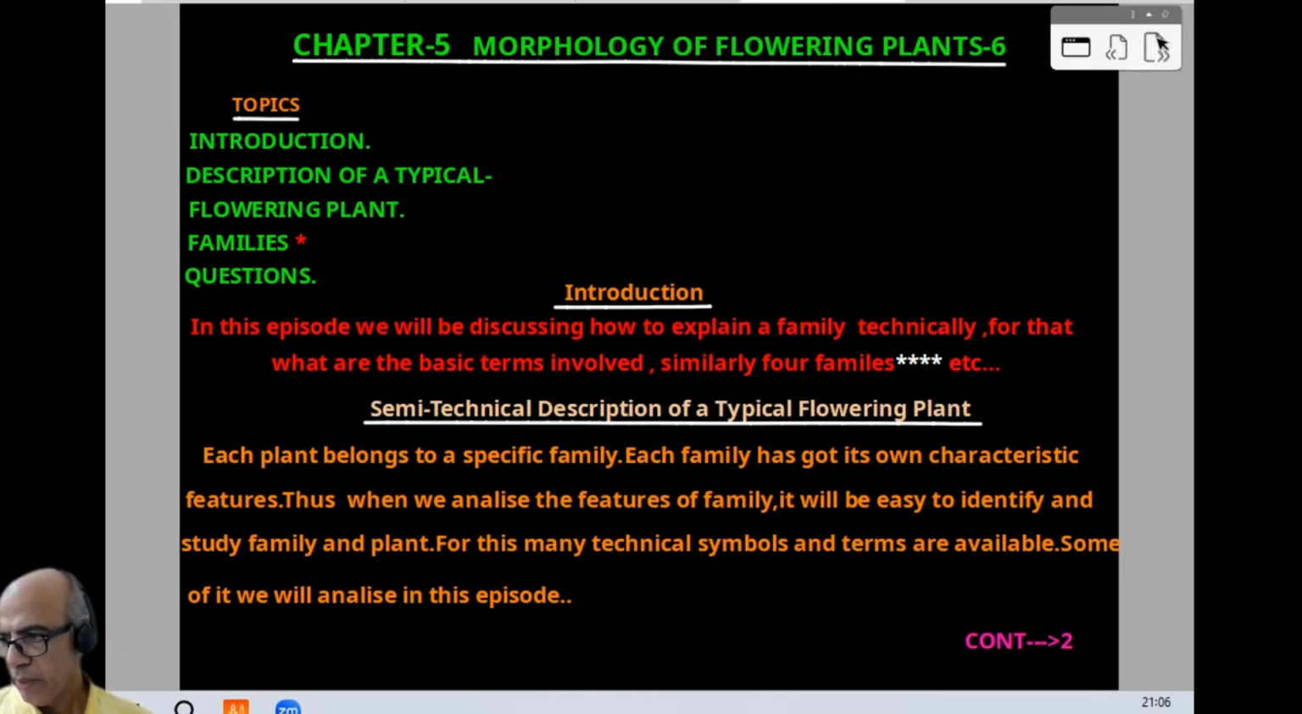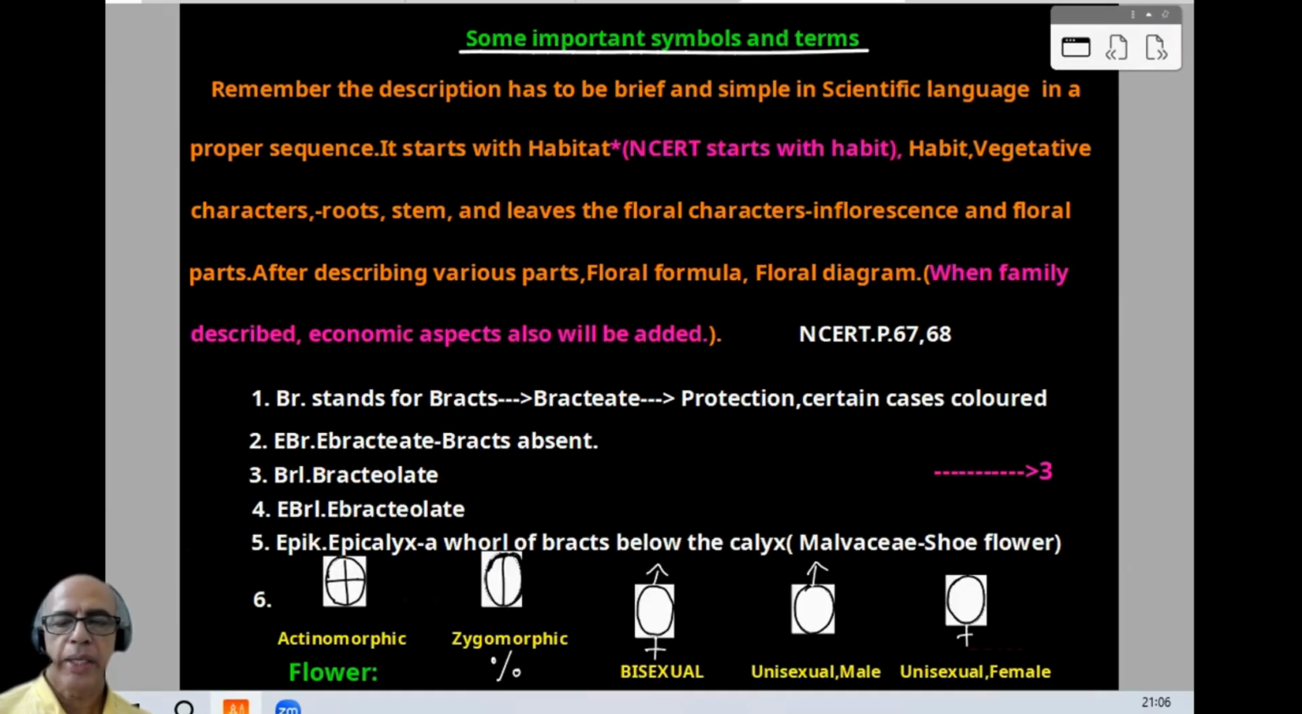So I will change the page, second page: some important symbols and terms. Remember, description has to be brief. So there are certain criteria. Description has to be brief and simple, in scientific language, in a proper sequence. It normally starts with habitat. NCERT starts with habit. Habitat means the place where an organism lives. Habit means the physical appearance of the organism.